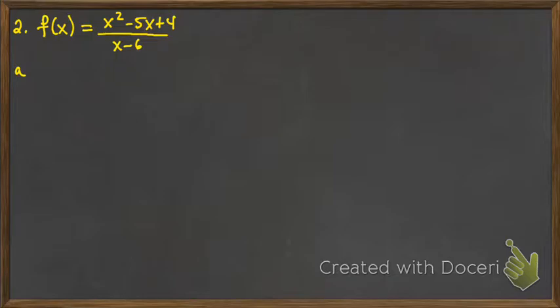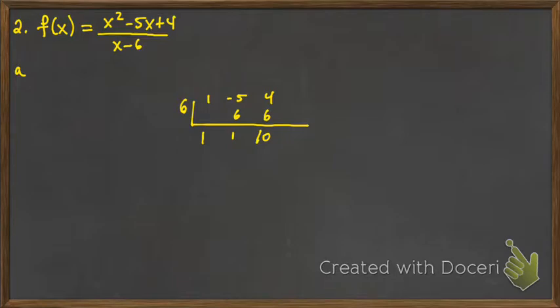Because the denominator is a linear factor, we can go ahead and use synthetic division. Okay, so we're going to do our synthetic division. Bring down the 1. 1 times 6 is 6. Negative 5 plus 6 is 1. 6 times 1 is 6. And we add, and then we get a remainder of 10.